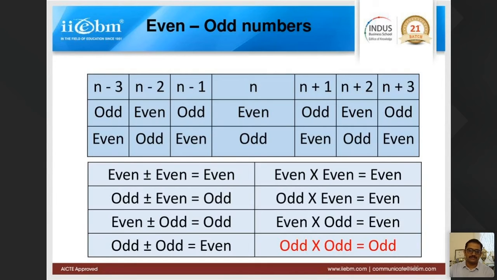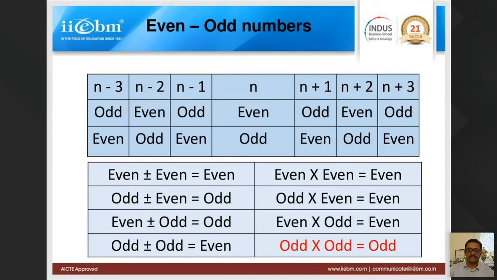Now let us understand multiplication. Even into even gives me an even number. 2 into 4 is 8. Odd into even gives me even. For example, 3 into 2 gives me 6, which is even. Even into odd is even. So 4 into 3 gives me 12. Odd into odd is equal to odd. So here 3 into 3 gives me 9. 3 into 5 gives me 15, which is an odd number.